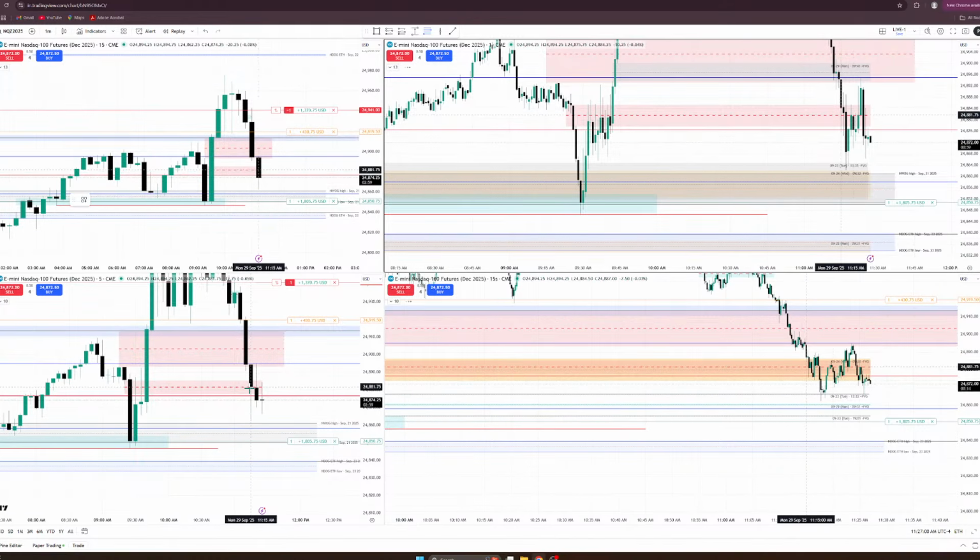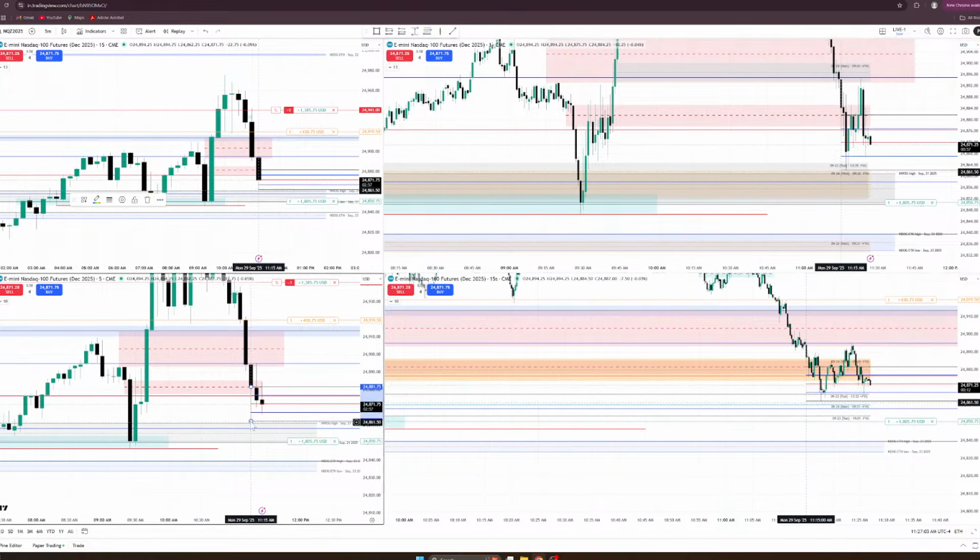So we have again here one more wick. I'm just plotting these quadrants on this wick. So now we want to see this candle close below the midpoint of this wick.